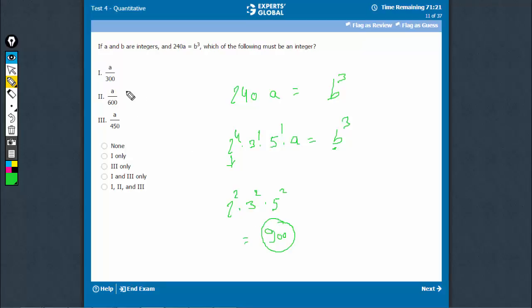So which of the following must be an integer? 900 upon 300 would be an integer. 900 upon 450 would be an integer. 900 upon 600 would not be an integer. There are some cases where it may be an integer, but must be, can't say. Therefore 1 and 3 alone, option D.